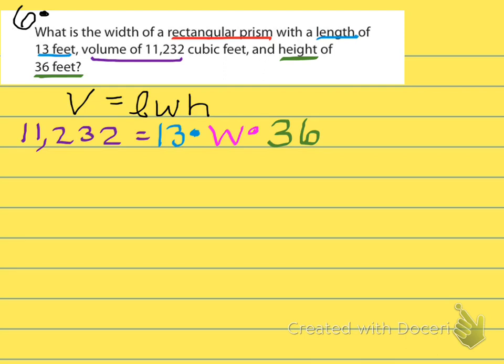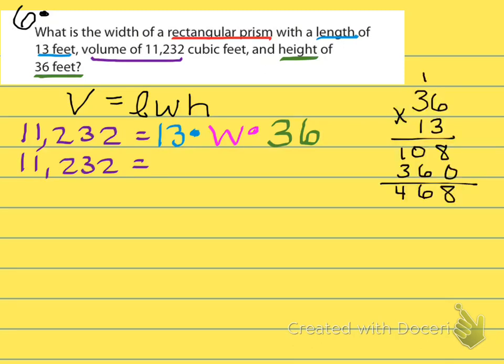Now what I would suggest is doing the math on the 13 times W times 36 side, and then leaving the volume as it is for right now. So we have 11,232 equals, now off to the side, we're going to want to do the multiplication for 36 times 13. As you can see, we have done our multiplication, and we came up with 468W. So I'm going to write 468, and I'm still going to keep my W in pink so that you can see that that's what we're solving for.